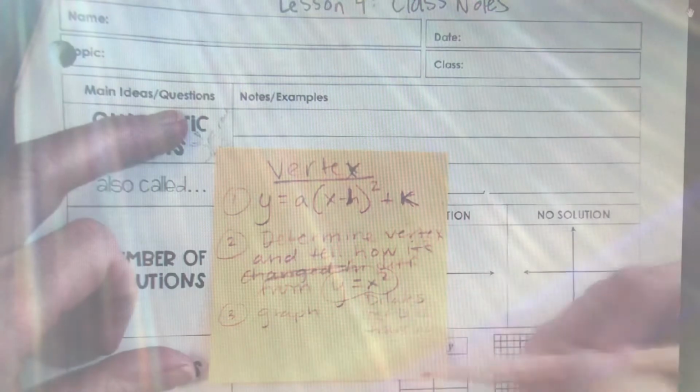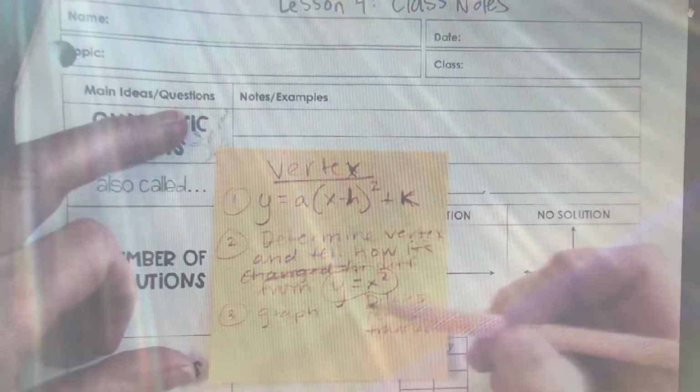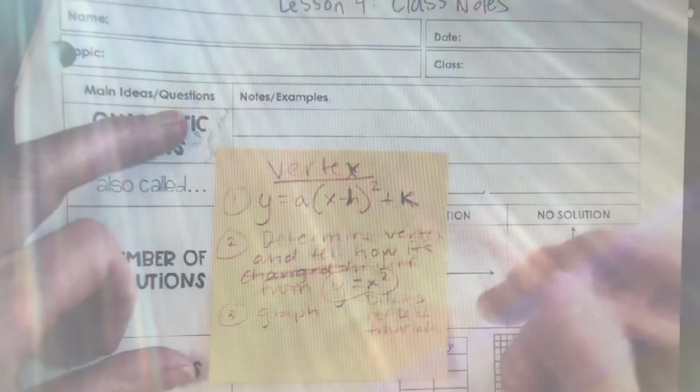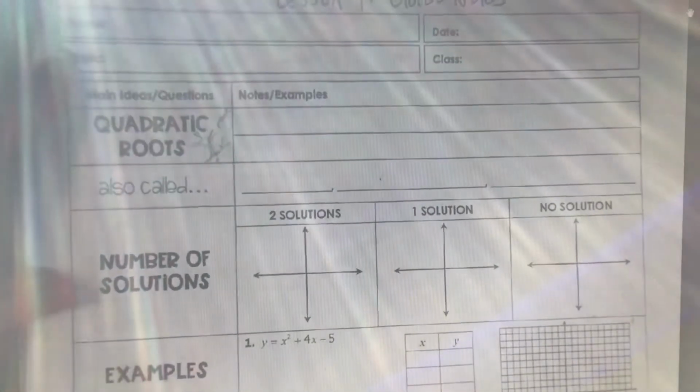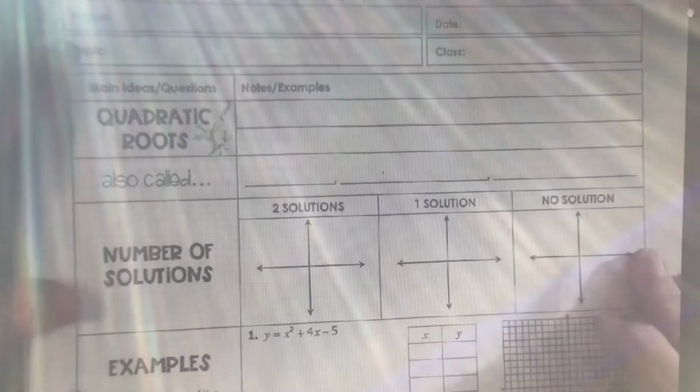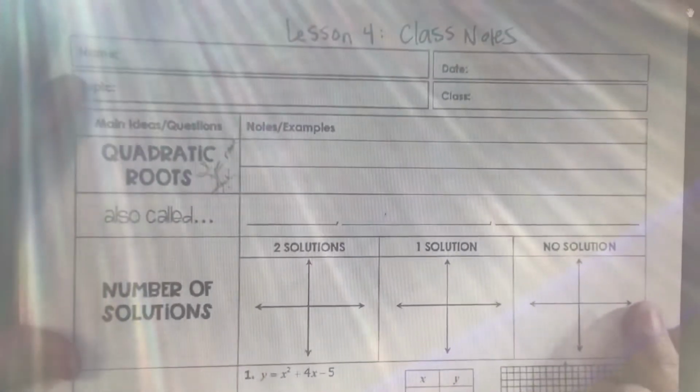Then I can go ahead and graph it using the vertex and doing similar things to what we did with the standard form. Well, today we are going to learn something different. And we're just going to expand on our idea of what it means to actually have a solution.